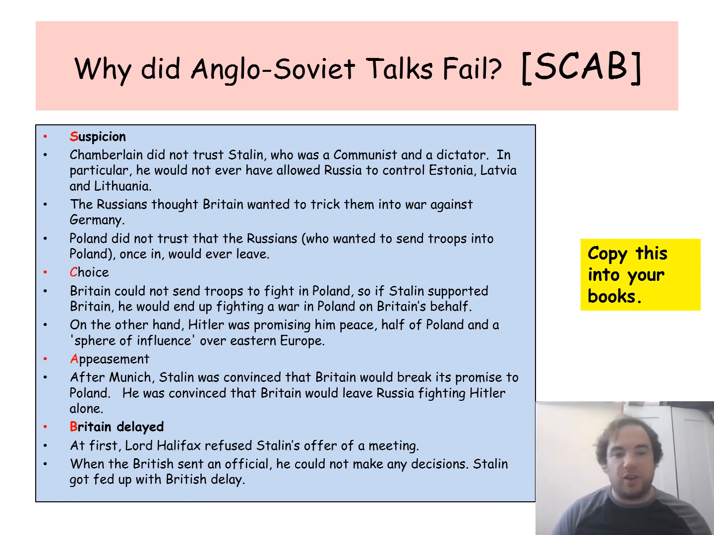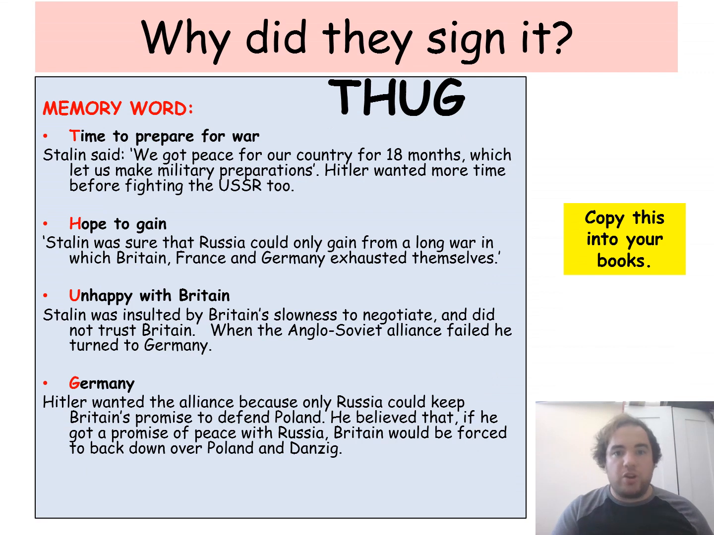There was lots of dithering and delaying, and even when we did send an official, there was no decision making ability on behalf of that official, and Stalin just thought this was a bit of a joke and not worth bothering with. Copy that into your books, whichever form you wish to do it in, spider diagram, bullet pointed notes, table, whatever you feel comfortable with. Then I want you to take some notes based on why they actually signed it.